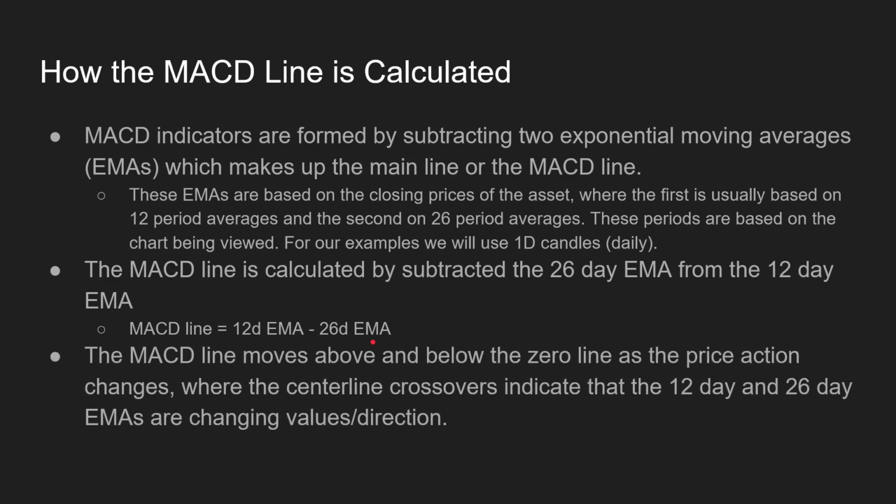Now the MACD line moves above and below the zero line as price action changes, where the center line crossovers indicate that the 12-day and the 26-day EMAs are changing values, or changing overall price direction. So when we see that blue line shift around, that's when we're starting to look over, and crossing above and below the zero line will have a stronger indication of where the average price is trending.